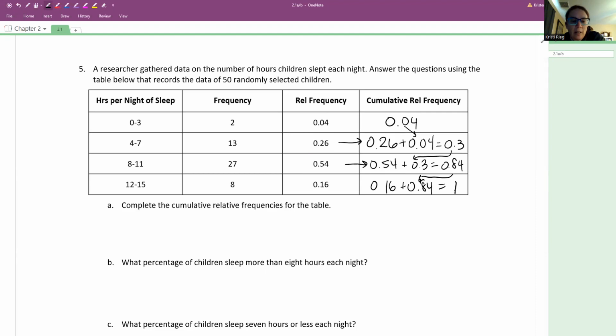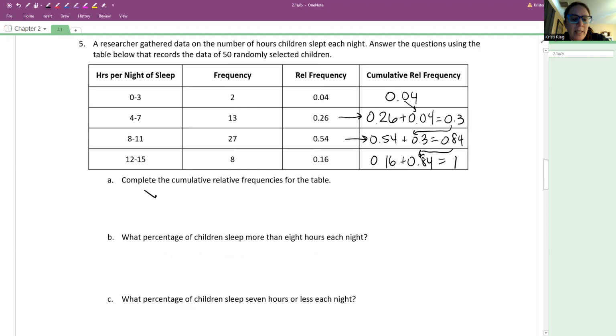So here we had a problem where it gave us the frequency, it gave us the relative frequency, and it asked for the cumulative relative frequency. So we just took whatever row we were on and added the row before it. So question A, complete the frequencies, the cumulative relative frequency. So basically complete the table, which we just did.